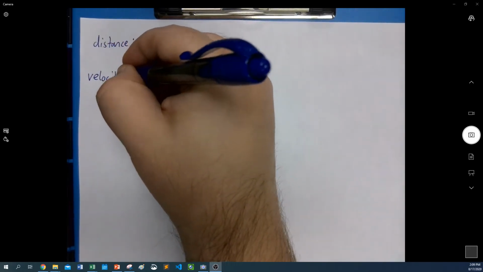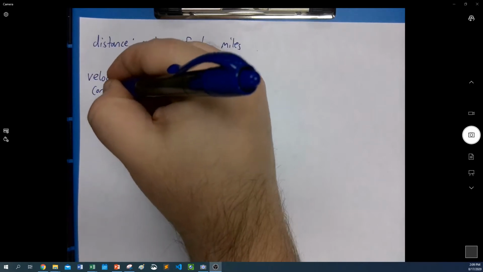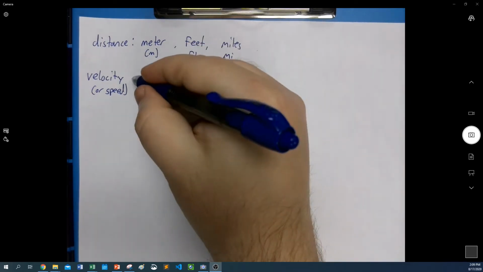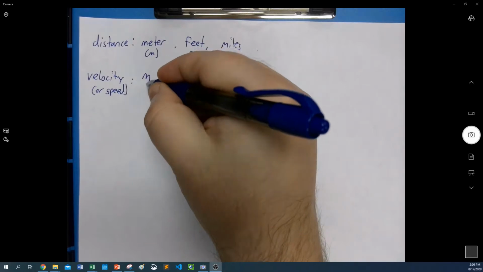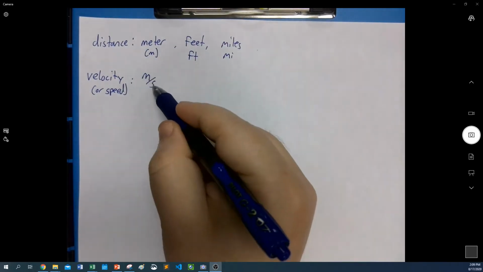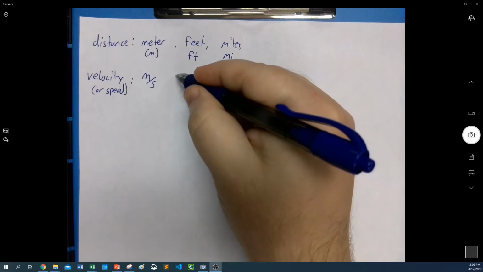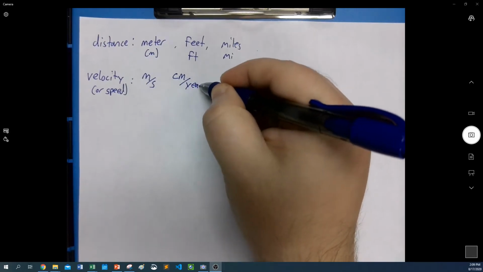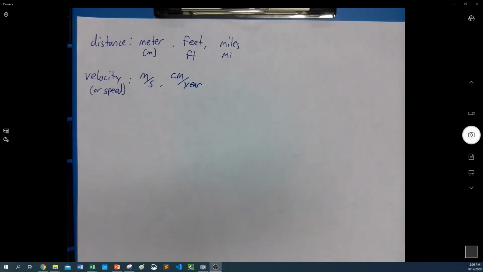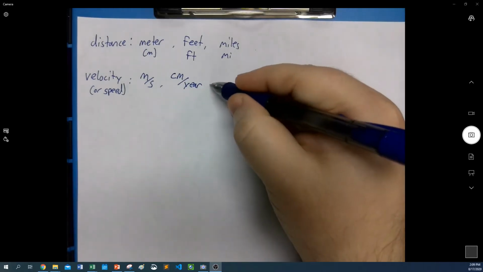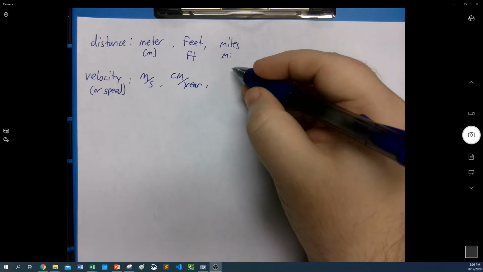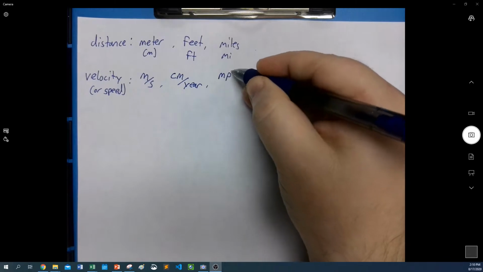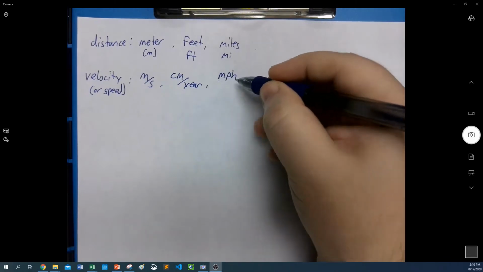Velocity, our speed, is going to be distance over time. So we could have a meter per second. That's a distance over a time. We could also have centimeters per year. That would be the velocity of a tree growing. We could have miles per hour. So usually we write miles per hour like this. We have a distance and a time.